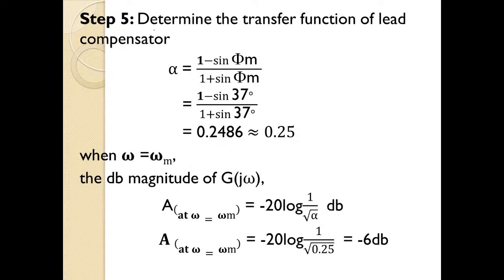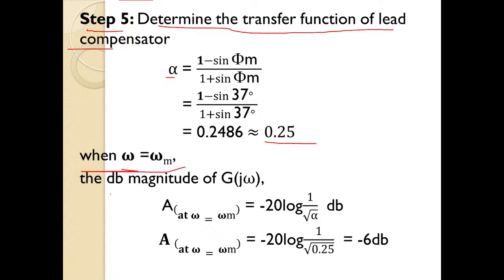Now let's go to step number 5. Determine the transfer function of the lead compensator. What is alpha? We already know the formula: alpha equals 1 minus sin phi m by 1 plus sin phi m. Phi m we have just calculated as 37 degrees. Substitute phi m here: 1 minus sin 37 by 1 plus sin 37 degrees. Just simplify it, you will get alpha approximately equal to 0.25.